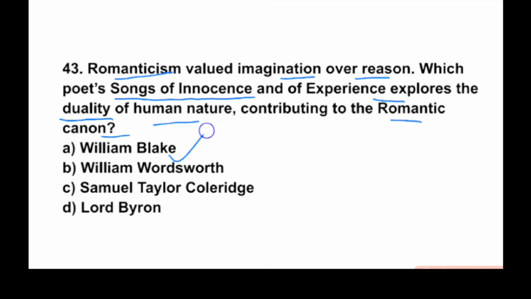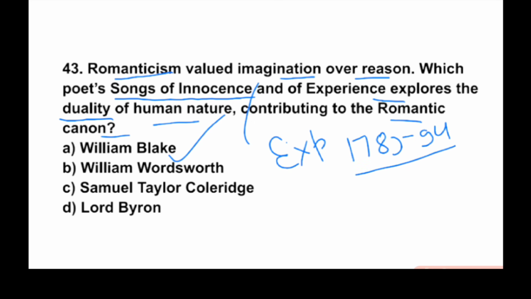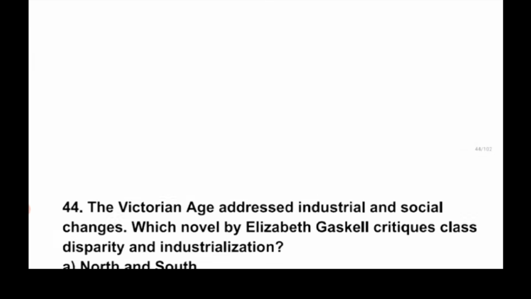Option A, William Blake. Songs of Innocence and of Experience, 1789 to 94. Brother, you can also match the questions we are giving, but I have found authentic information. It uses symbolic imagery and explores innocence and corruption. This is a canonical Romantic work. Next question.